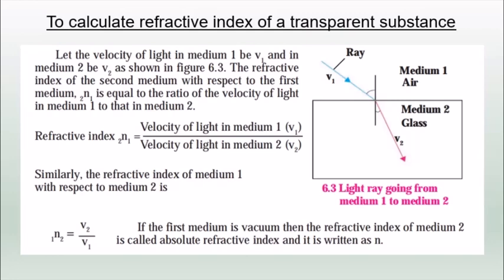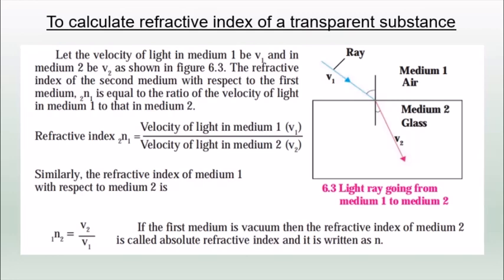Here we are calculating the refractive index of medium 2 with respect to medium 1, which will be equal to n21. The formula will be velocity of light in medium 1, which is v1, upon the velocity of light in medium 2, which is v2. You have to put in the values and find out the answer for the refractive index.